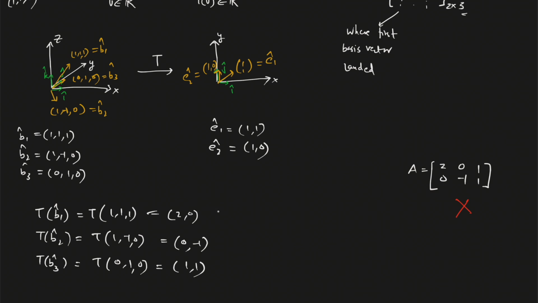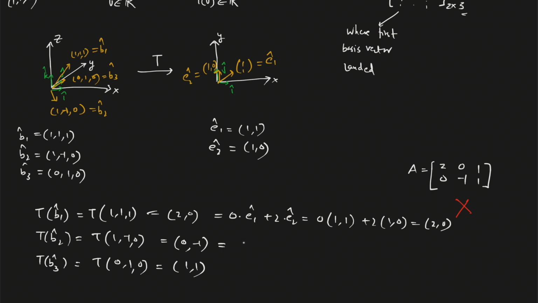All right. So how can 2 comma 0 be written as a linear combination of E1 hat and E2 hat? Simple. It is nothing but 0 times E1 hat plus 2 times E2 hat. If you simply multiply 0 with the first vector and 2 with the second vector, you will get 2 comma 0, right?